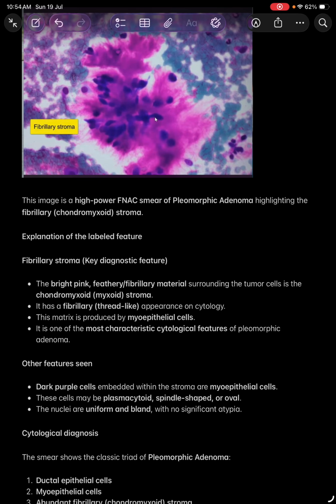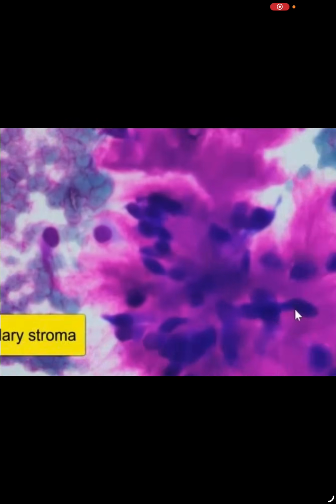This cell may be plasmacytoid, spindle shaped, or oval, with uniform nuclei and no significant atypia. This is a myoepithelial cell, with eccentric nuclei and eosinophilic cytoplasm.